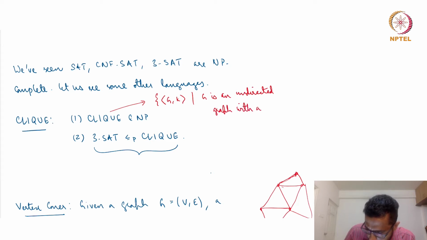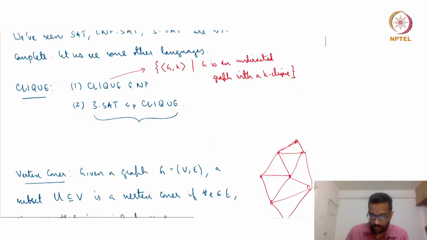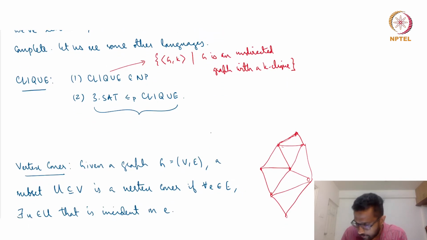With a K-clique, right? A clique is a set of vertices such that each pair of vertices are adjacent to each other. For instance, in this figure, these three vertices form a clique, because they are all adjacent to each other. And in this graph, there is no 4-clique, there is only a 3-clique. If you try to include this vertex, then this vertex and the one on the top are not adjacent to each other. So this, I am claiming, is an NP-complete problem.